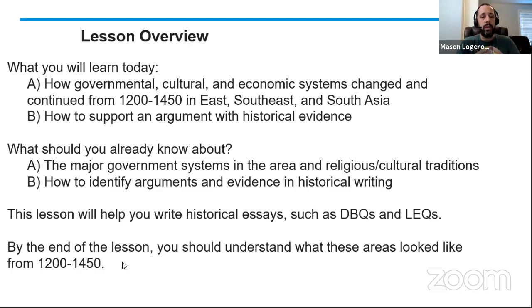All right, so we're going to look specifically at those regions today. We're also going to talk about how to support an argument with historical evidence. And the big thing I'm going to harp on today is, when you have your evidence, you make sure that A, of course, it supports your argument, but also B, that it's specific evidence. I'm going to keep using that word specific today because I really want you to focus on that.